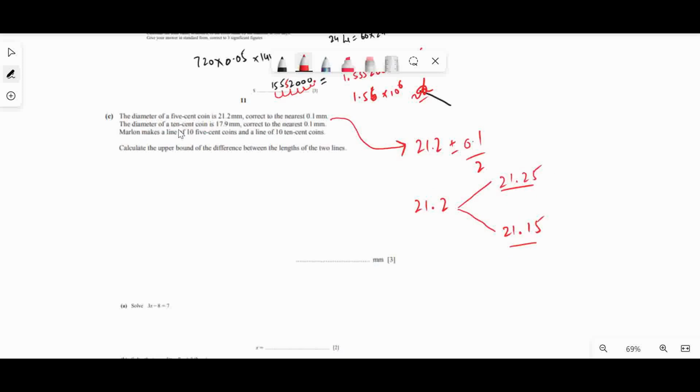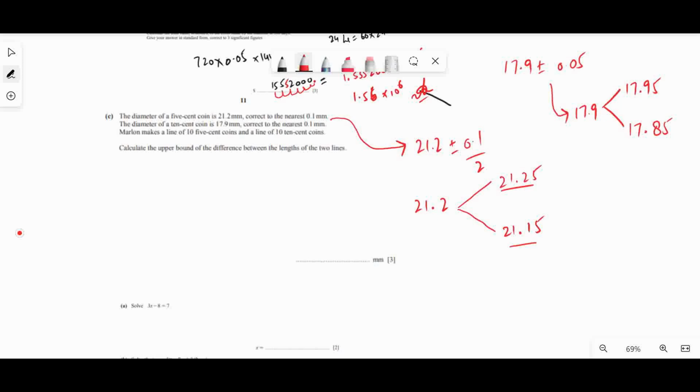The diameter of the 10-cent coin is 17.9, correct to the nearest 0.1. Again, it's 17.9 plus minus 0.05. So for this case, the upper bound will be 17.95, and the lower bound will be 17.85.